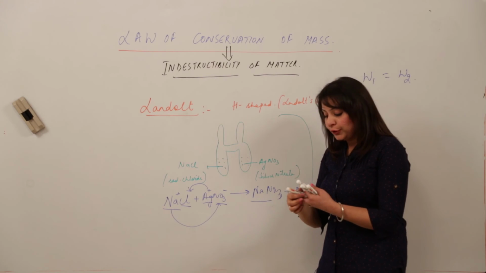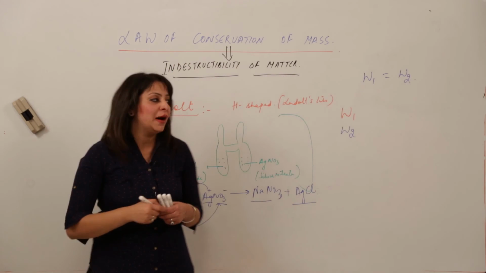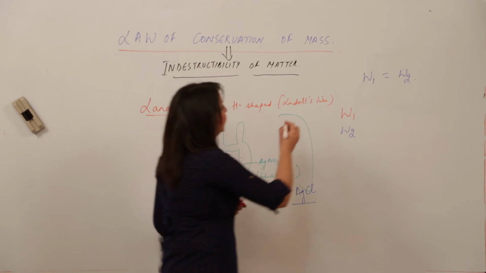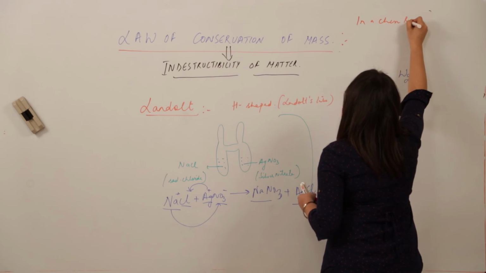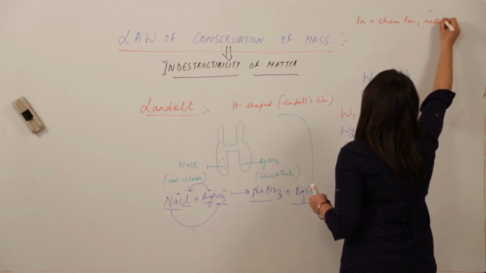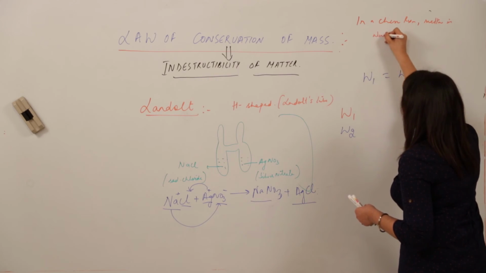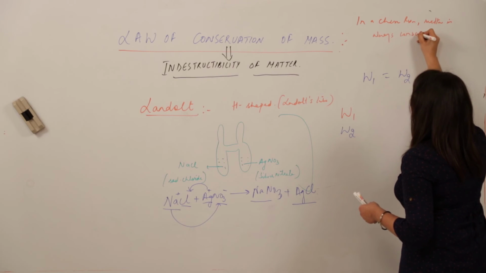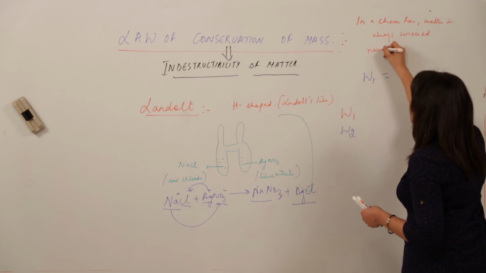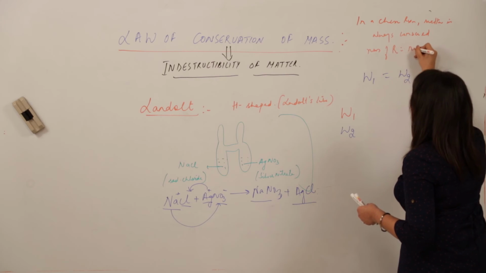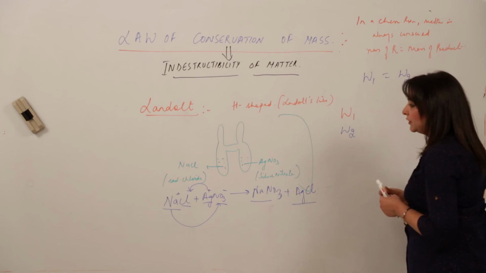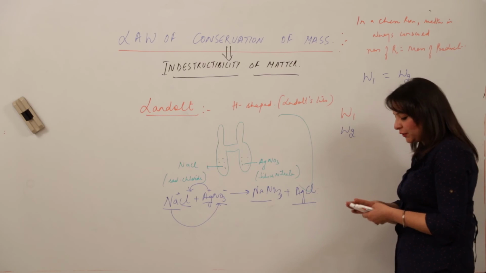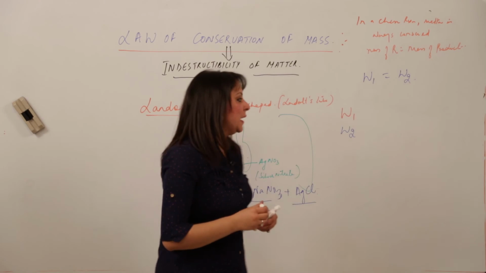So it leads to the formulation of the law of conservation of mass, which states that in a chemical reaction, matter is always conserved. That is, the mass of the reactants is always equal to the mass of the products. We can also illustrate this by taking into account their masses.